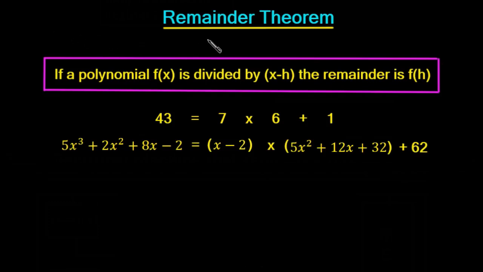So we're going to read out something that's called the remainder theorem. Now we've already actually seen this whenever we've been looking at the previous couple of videos, but it just wasn't written in this format. But this remainder theorem says that if we've got a polynomial, and we'll call the polynomial f of x, and if it's divided by some value x minus h, then the remainder is going to be f of h.